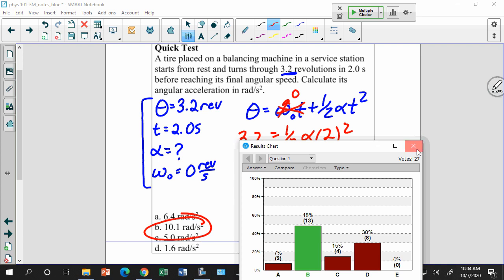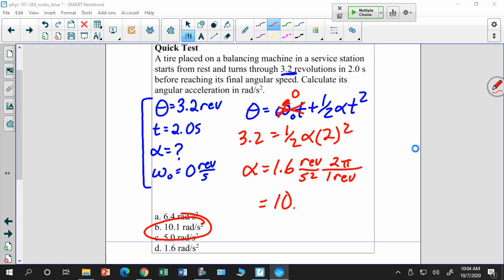If you put A, probably what you did is you just multiplied 3.2 and 2, which I usually do that too, to make up the wrong answer. But it's very seldom to give you the right answer. You just multiply all the numbers, it doesn't usually work.